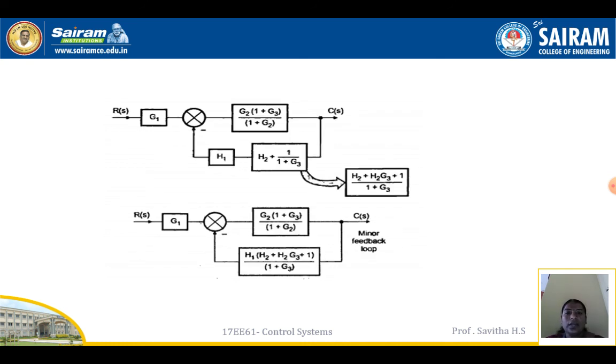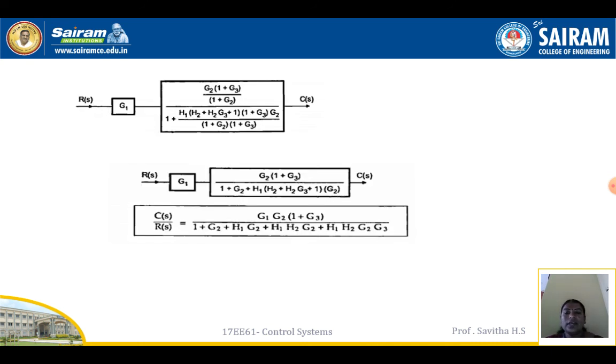Therefore, now H2 plus 1 by 1 plus G3, taking the LCM, H2 plus H2 G3 plus 1 divided by 1 plus G3. Now both are in series. Therefore, reducing it as H1 into H2 plus H2 G3 plus 1 divided by 1 plus G3. Again both are in negative feedback. Again reducing the equation, and again both the blocks are in series. Therefore, after simplification we get C(s) by R(s) as G1 G2 into 1 plus G3 divided by 1 plus G2 plus H1 G2 plus H1 H2 G2 plus H1 H2 G2 G3.